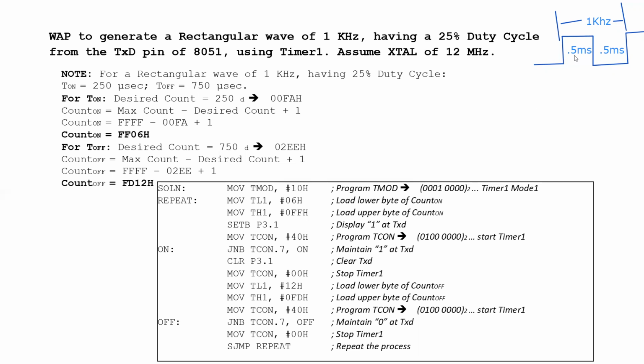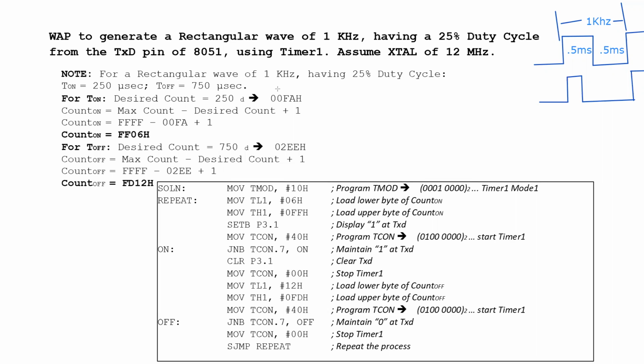Earlier we took 500 microseconds each for on and off, so it had 50% duty cycle. 25% duty cycle means you have only 25% of on state. In the total time period, we have only 25% of the on state and 75% of off state. So the wave will be like this. That's 25% duty cycle, that is only 250 microseconds or 0.25 millisecond on state and 0.75 millisecond off state.